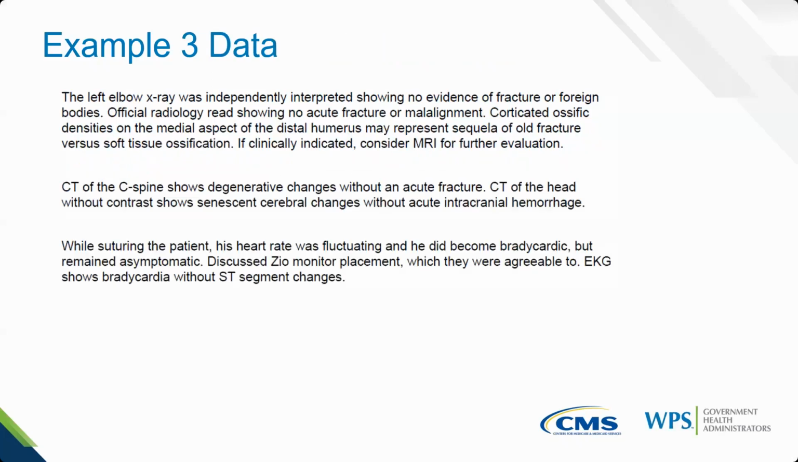So now let's look at our data. So we have data for the x-ray of the left elbow. It identifies that there's no fracture or foreign bodies involved in there. Official radiology read shows no acute fracture or malalignment. So we want to pay attention to that language, independently interpreted. So that's part of the data that we can count. And then it goes on to give some additional information there.